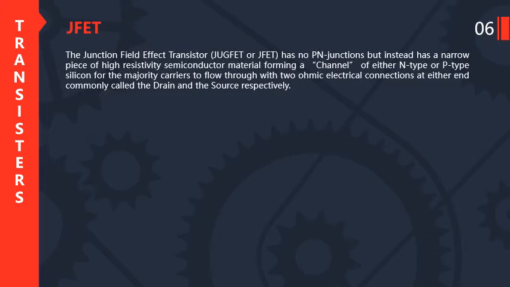The junction field effect transistor has no PN junction but instead has a narrow piece of high resistivity semiconductor material forming a channel of either N-type or P-type silicon for the majority carrier to flow through, with two ohmic electric connections at either end, commonly called the drain and the source respectively.